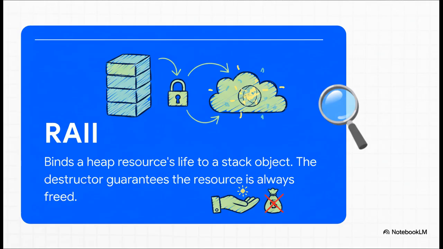Now, it's a fancy name, but the idea is brilliantly simple. You wrap your messy heap resource inside a clean, predictable stack object. When that stack object gets created, it acquires the resource. And when it goes out of scope, and this is the magic part, even if there's an error, its destructor is guaranteed to run, which automatically frees the resource for you.